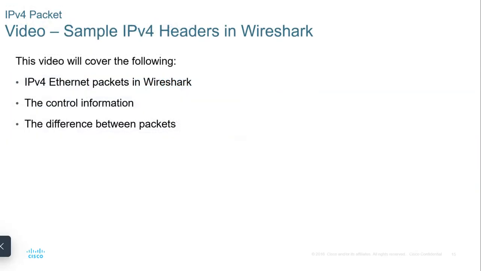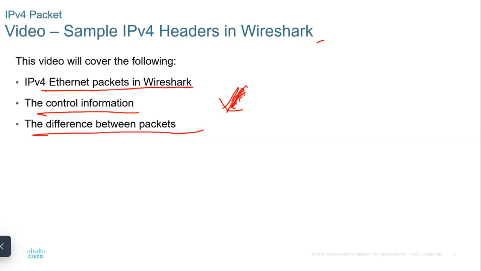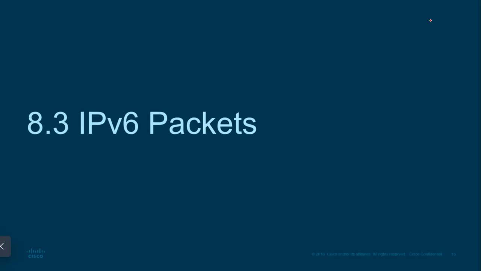Then we have the video here, which is sample IPv4. This video will cover the following. Well, we have IPv4, IPv4 Ethernet packet in Wireshark, and then control information, then the difference. If I get time, I think I will do a practical on this and then illustrate that. IPv6 packet.